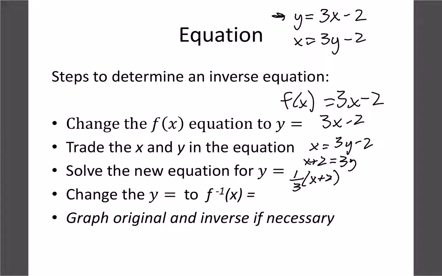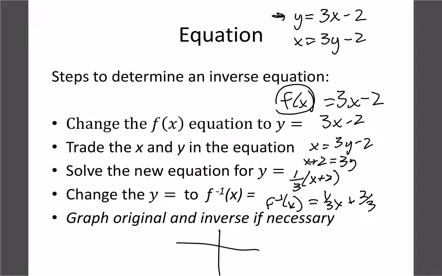Our last step typically is, because we started with an f of x function, let's rewrite it as f inverse. We can leave it as 1/3 x plus 2, or you could even FOIL it out if you want. So 1/3 times 2 would give you 2/3. Now when we graph this, it should work. If we were to graph our original, let's fix the graph here a little bit.